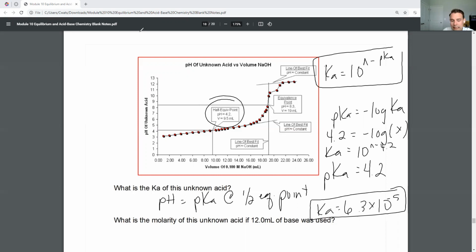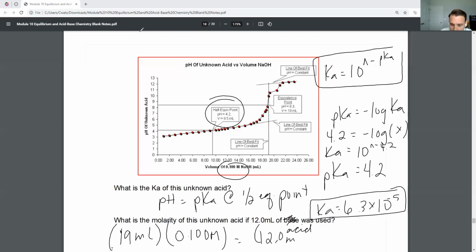And then we want to know what is the molarity of the unknown acid if 12 milliliters of acid was used. Okay, well, at the equivalence point, I use 19 milliliters of my base. And I know that that base is 0.100 molar. If I used 12 milliliters of acid, what was my concentration? And X would just be 0.16 molar. That's it.